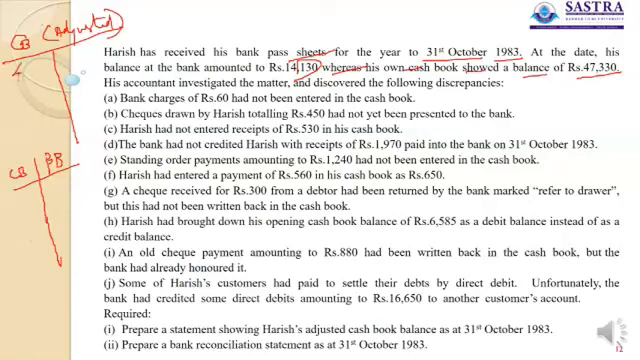Favorable balance 47,330. Bank charges of 60 had not been entered in the cash book. It is an expense or payment, and these charges might have been entered in the passbook, and the passbook might be debited. So such a payment has to be made here in the cash book as a payment.